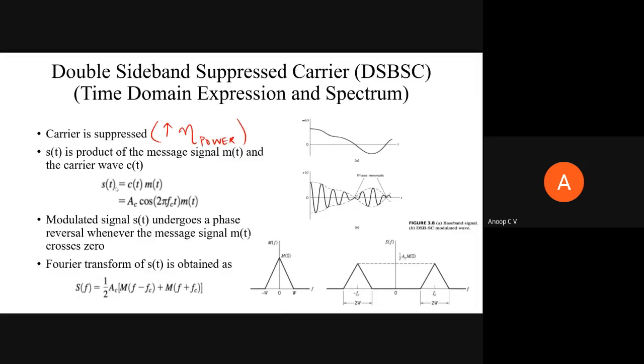Before that, the time domain expression for the DSBSC signal is s(t) equal to c(t) times m(t), that is A_C cos 2 pi f_c t, which is our carrier, and m(t) is our message. So this is the time domain expression. What will be the spectrum? How do we find the spectrum?